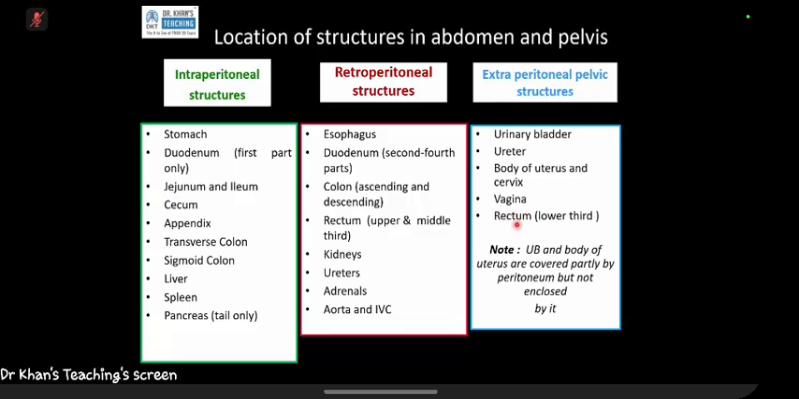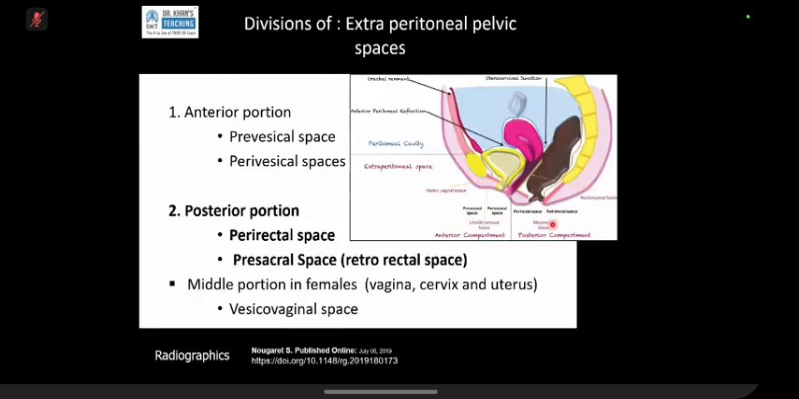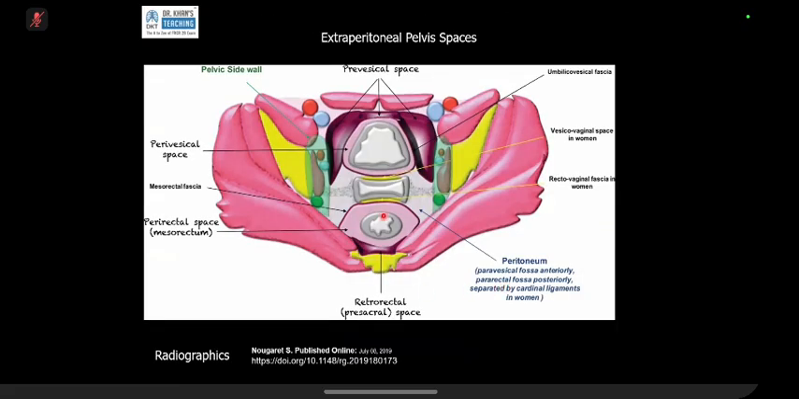Now, this is important for you to remember. The upper and middle rectum is in the retroperitoneum, and a portion of peritoneum also touches it. Distal is extraperitoneal. Now, two spaces which I will highlight to you: the perirectal space and the pre-sacral space. So forget about the concepts, just concentrate on the take-home points.